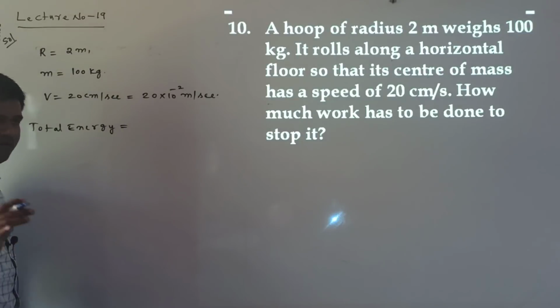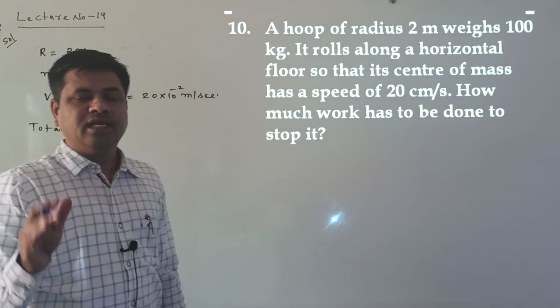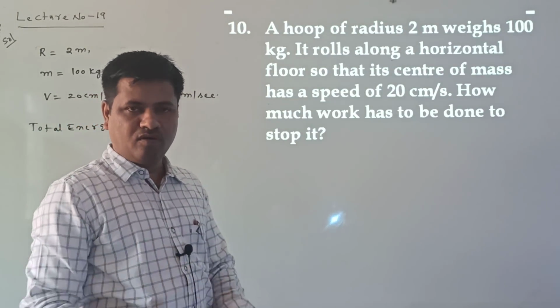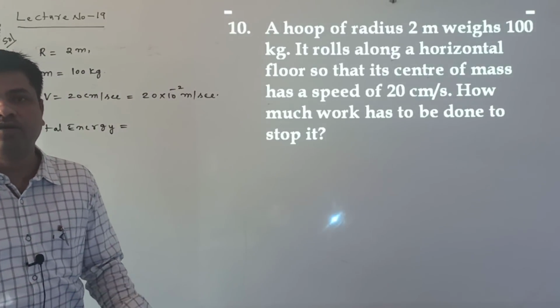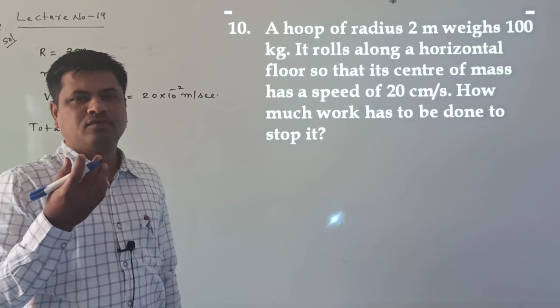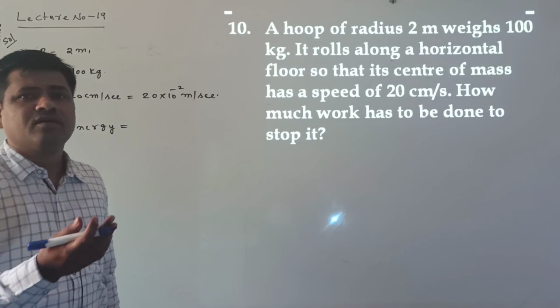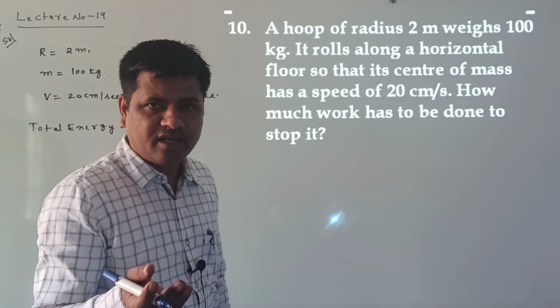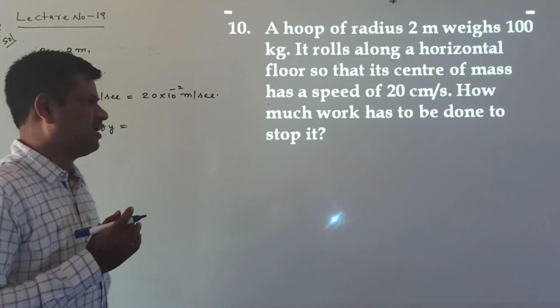Total energy means it is having only kinetic energy because it is rolling on the floor. Floor means on the ground, and ground means there is no potential energy. Only kinetic energies are there. What are the kinetic energies? One is the rotational kinetic energy, and the other is the translational kinetic energy.